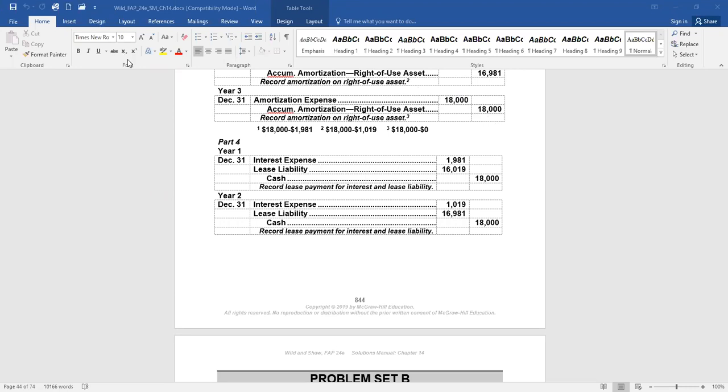So we have Romero issues $3.4 million, 10%, 10-year bonds dated January 1, 2019 that pay interest semi-annually on June 30th and December 31st. The bonds are issued at a price of $3,010,000.